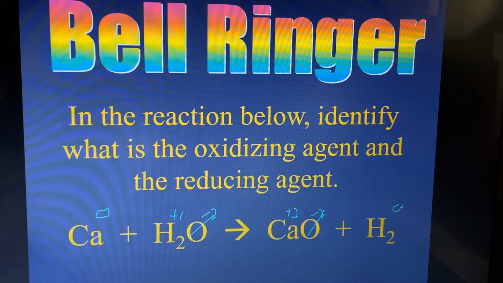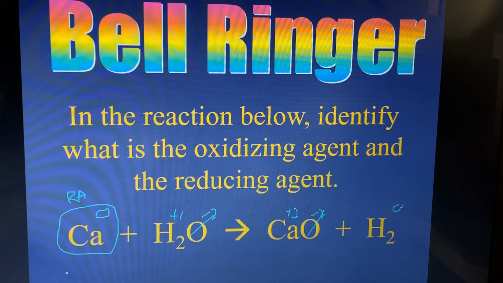So here, calcium is going from a 0 to a +2. The only way you can do that is if it loses electrons. So if it loses electrons, it's oxidized. If it loses electrons, that means it gives electrons to something else. So it causes something else to be reduced. So this thing right here is the reducing agent. All right, so this is the reducing agent. I'm just going to put RA.